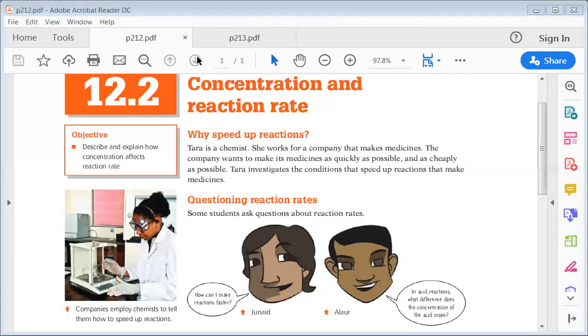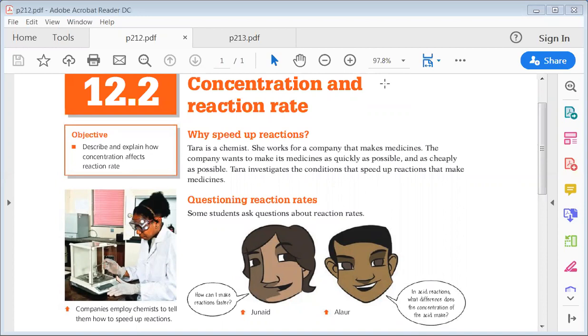Today we will study the concentration and the rate of reaction, the relationship between concentration and rate of reaction. Have you ever wondered about the concentration? If we increase the concentration of the substance, does it affect the reaction? Does it make it fast or slow it down? So we will see in this lesson how the concentration affects reaction rate.